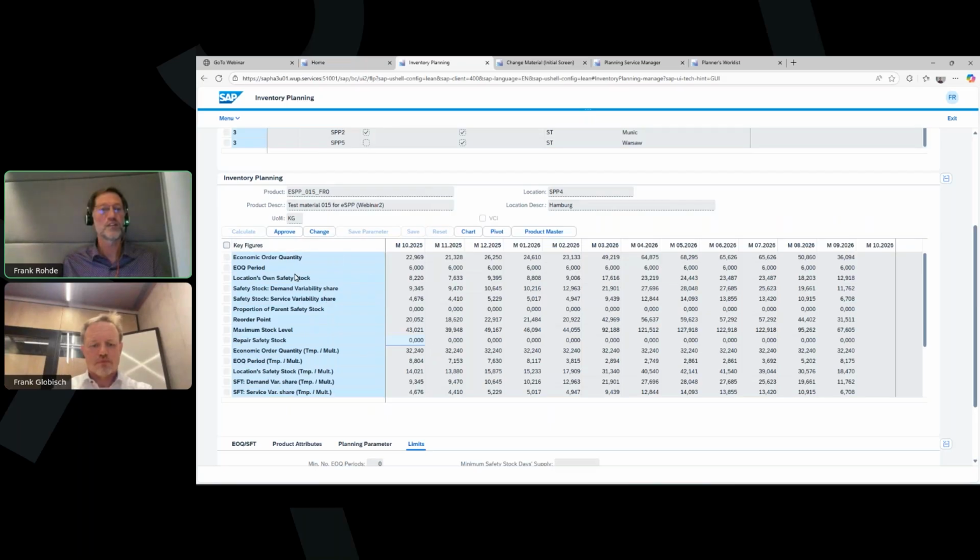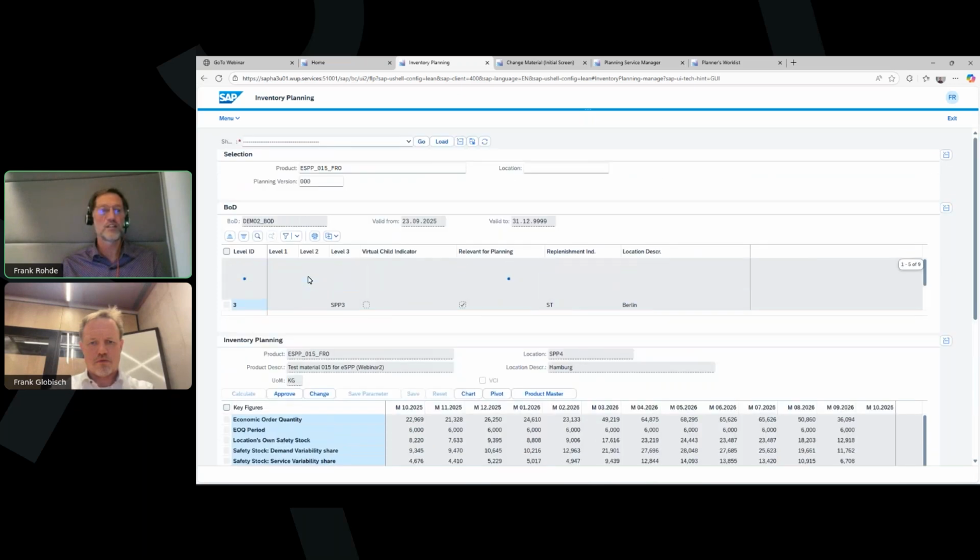So here on each location, we see the location's own safety stock is 8.22 actually, because we didn't approve it, and it will go up to 14. And these 14 are split based on the demand variability. So forecast is probably not that great, and the service share variability. So how much our parent location can deliver to the customer facing location. And as long as we don't approve it, we will see all of that in each of the locations.